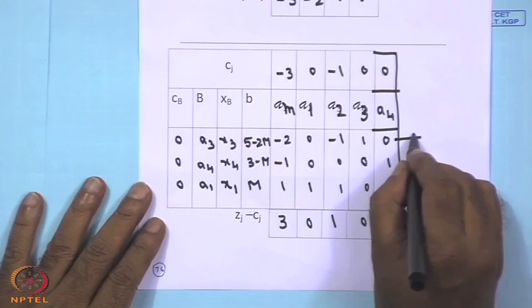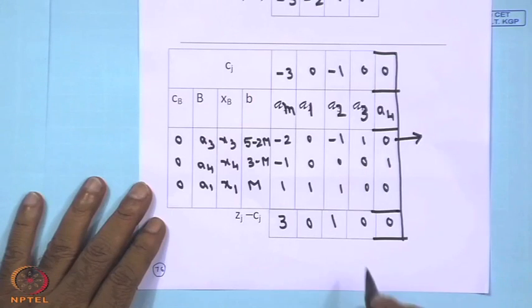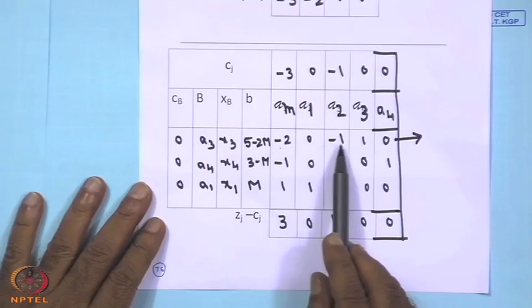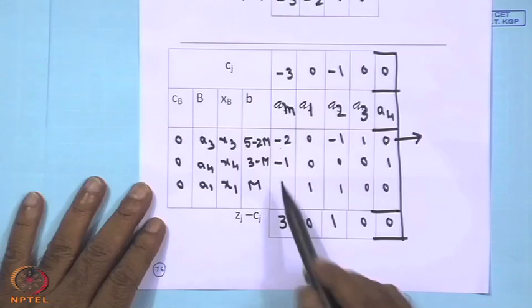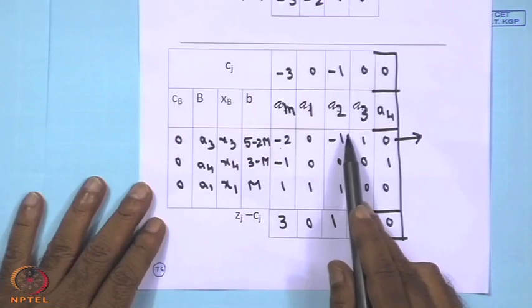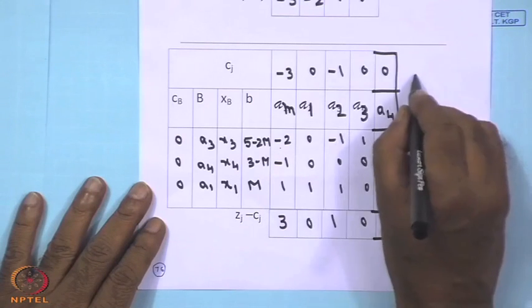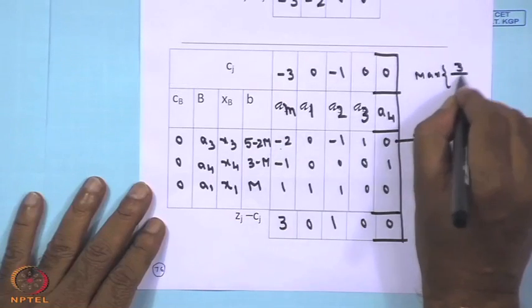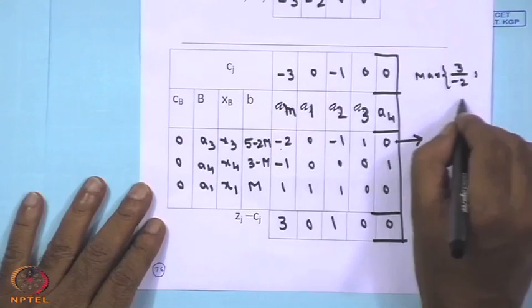So, it will be x3. Corresponding to this, you are having only two negative elements in this row, minus 2 and minus 1. So, calculate 3 by minus 2 and 1 by minus 1, that is the maximum of 3 by minus 2 and 1 by minus 1.